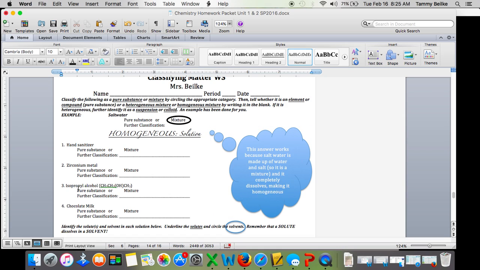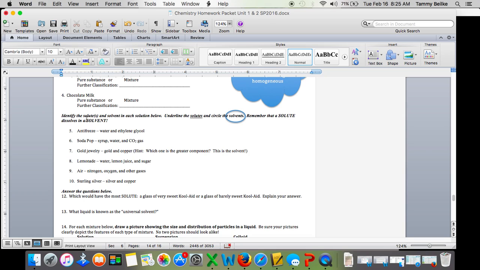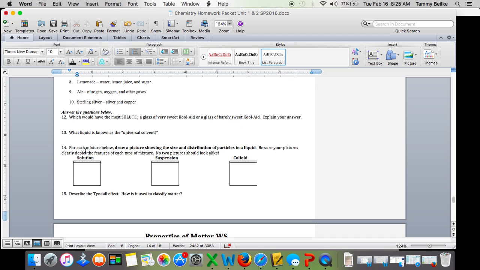So you're going to do hand sanitizer, zirconium metal, isopropyl alcohol, and chocolate milk. Yummy! Second section, you're going to identify solutes and solvents in each solution below. Notice that some of these might be solid solutions and gaseous solutions that we talked about. You're going to underline the solutes, the thing being dissolved, and circle the solvents. Remember that a solute dissolves in the solvent, so usually the solute is in smaller proportion. And then there are several questions below.